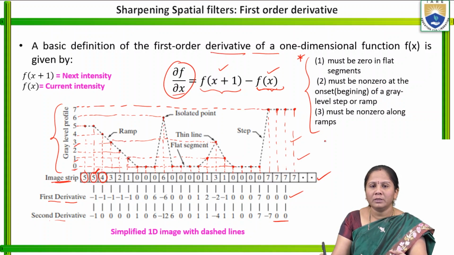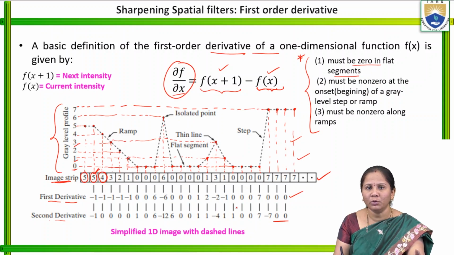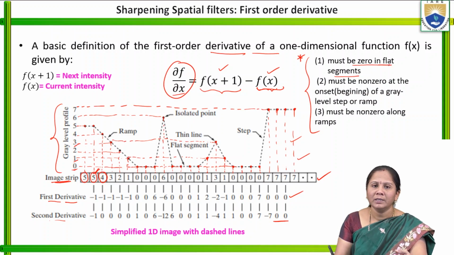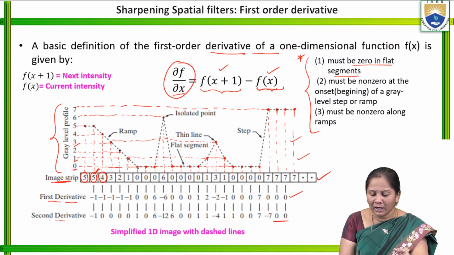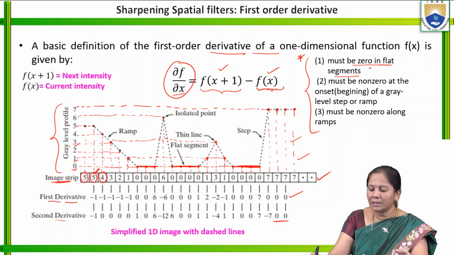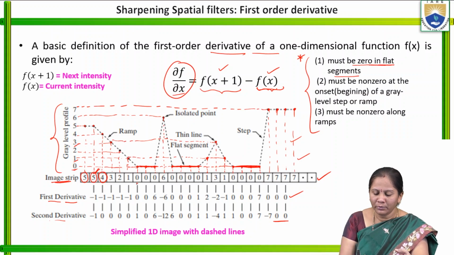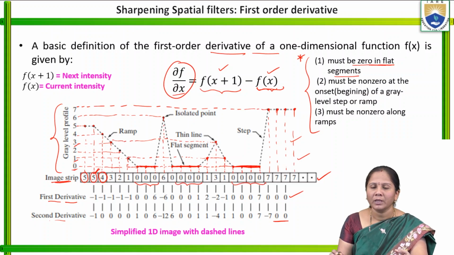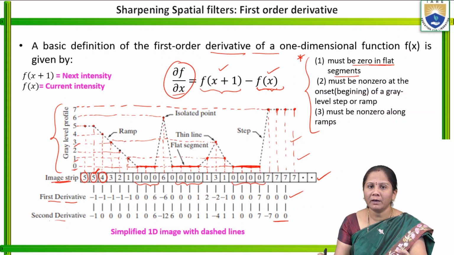So what is the meaning of these three points? It must be 0 in flat segments. That means the first order derivative will be 0 during these flat segments. We can observe in the graph, this is one flat segment, and here is one more flat segment, and here is one more flat segment. So in all these flat segments, the first order derivative values we are getting are equal to zero.